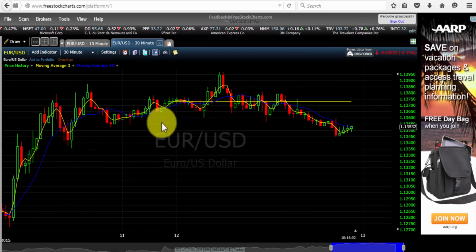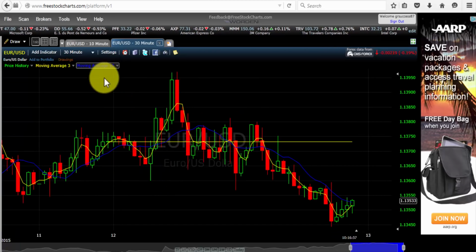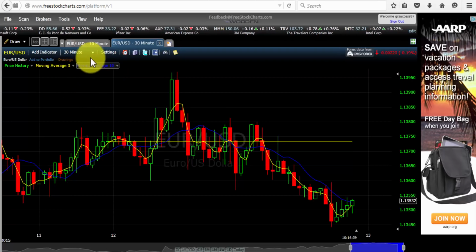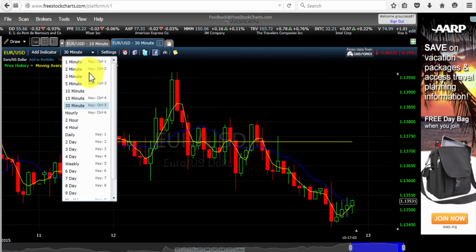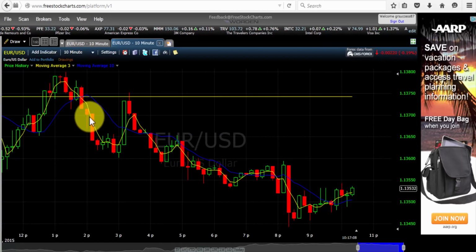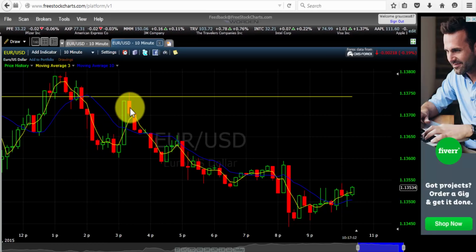Keep it at blue. So there you have it, folks. This is pretty much it. Oh, and another important thing is you want to make sure that we're on a 10-minute scale. Right now it's set to 30, so you just go to the 10 minutes. Now what this means is that each individual candle represents a 10-minute timetable.